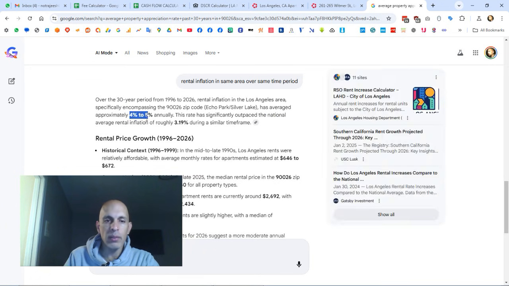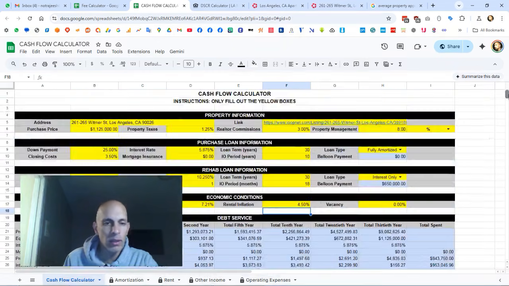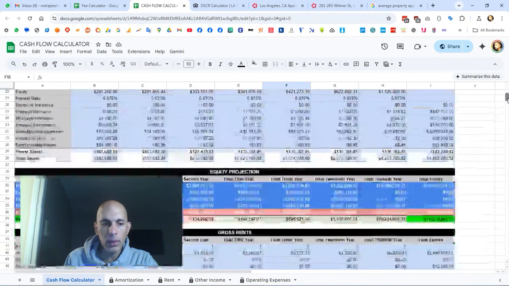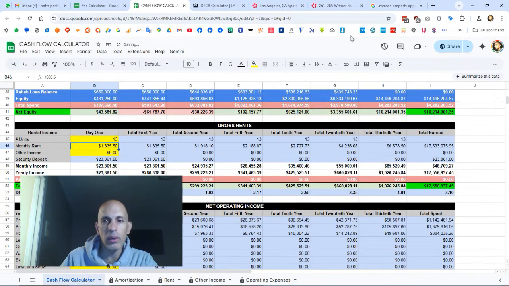Four to 5% annually. National is 3.19, so let's say 4.5. And now we're also doing the rehab loan to build 13 units. So we're going to have to do the math trickily here. So we're going to say 1,300, right?